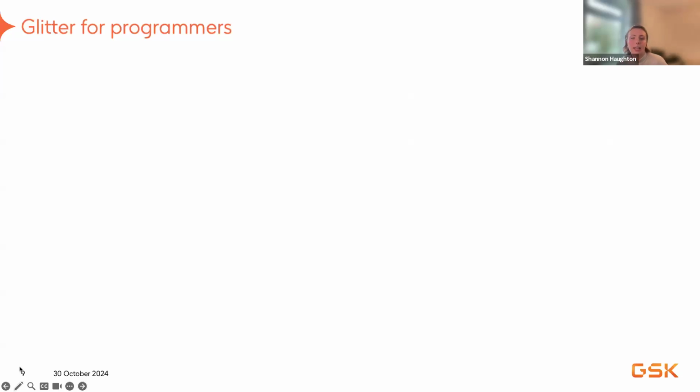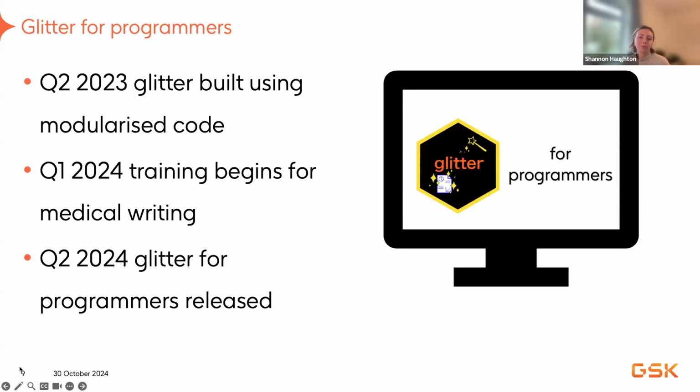So how did we fix this in Glitter? So we looked at our existing code and we thought, how can we empower our programmers to predict these issues and fix them so that nobody gets delayed? And so Glitter for Programmers was born.